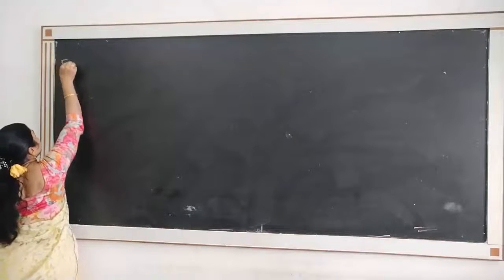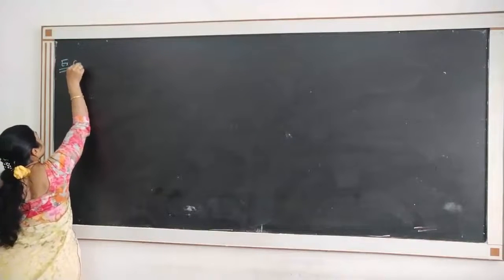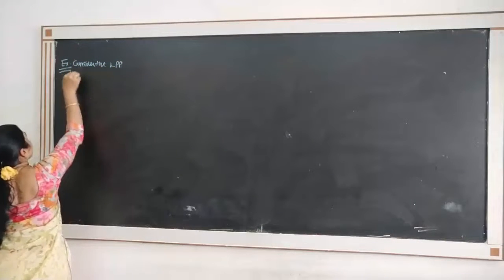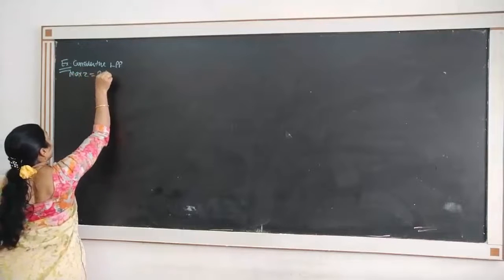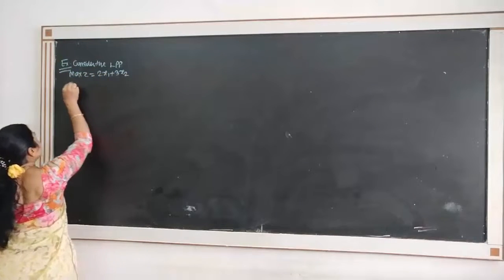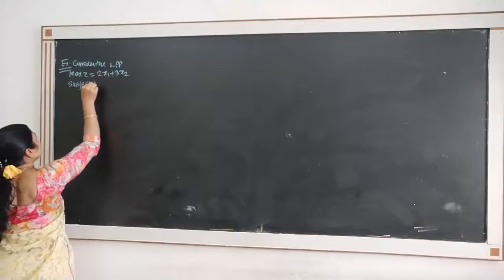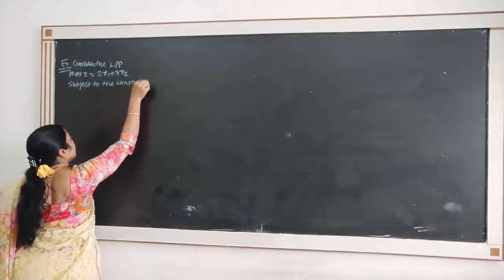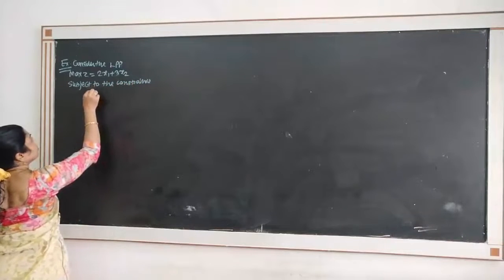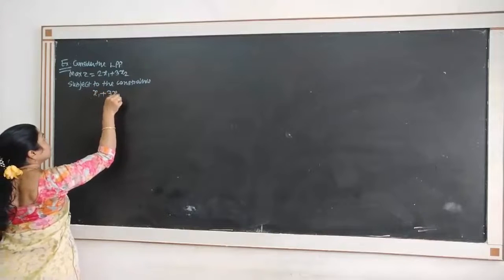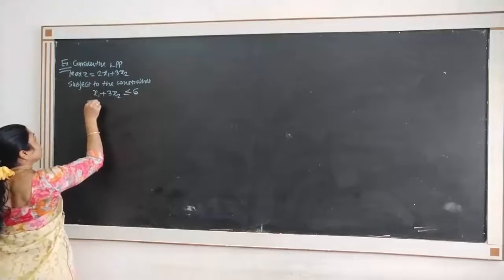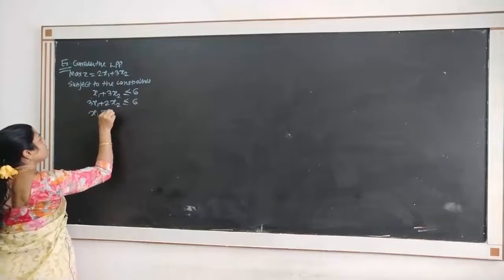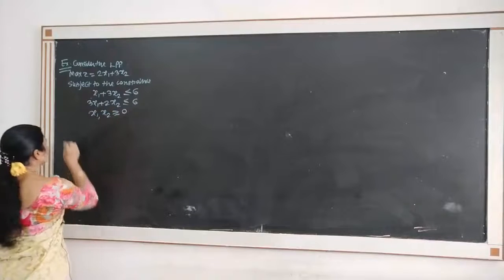Consider the next example. Consider the LPP. Maximize z is equal to 2x1 plus 3x2 subject to the constraints x1 plus 3x2 less than or equal to 6, 3x1 plus 2x2 less than or equal to 6 and x1, x2 greater than or equal to 0.